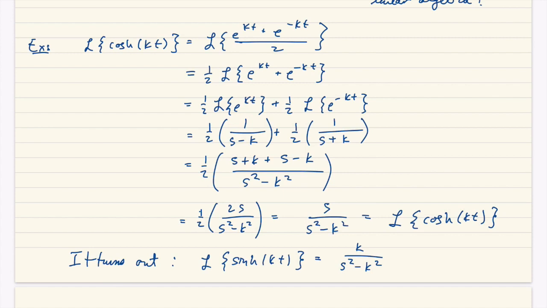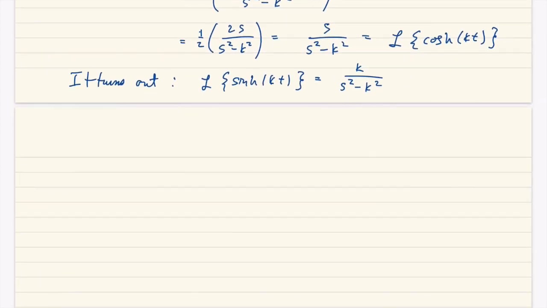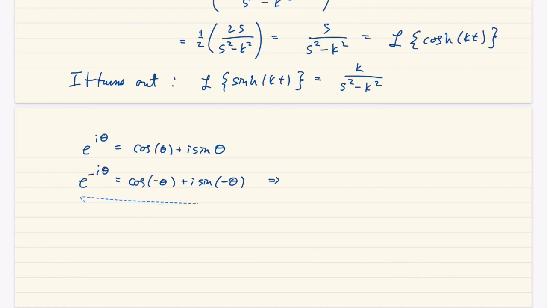And finally, what I want to do is show you how to use these facts, the Laplace transform of the exponential, and put everything together to get the Laplace transform of cosine and sine. One of the things that we're going to take advantage of is we know that e to the I theta is cosine of theta plus I sine of theta. And so that means the e to the minus I theta is cosine of minus theta plus I sine of minus theta.